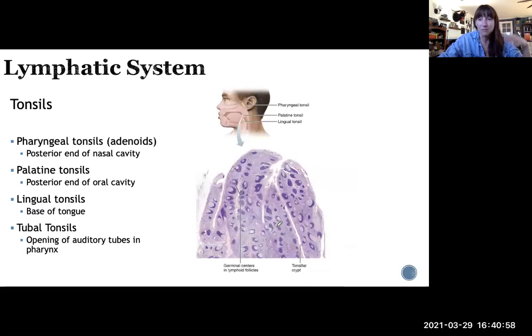Moving on down the list, more lymphoid organs, your tonsils. So these ones you probably have actually heard of, right? You've got 4 different, I think they're paired. I think they're all paired.